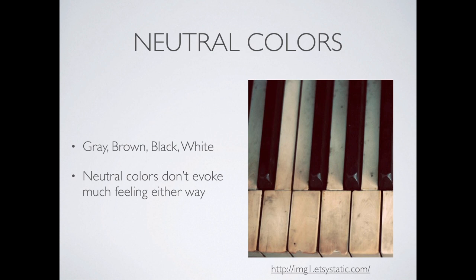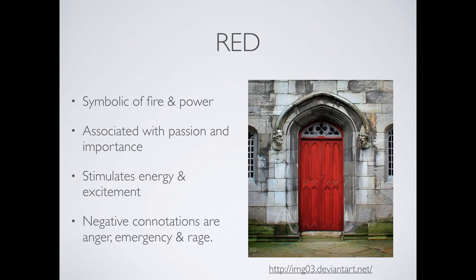So let's look at the specific colors. Red. Red is typically symbolic of fire and power, and it's associated with passion or importance. It stimulates energy, maybe excitement over something. The negative connotations of this might be that it's an angry color, it's an aggressive color. Feelings of rage, that sort of thing, are often associated with red. So you think about the positives, but you also think about the negatives associated with a particular color.